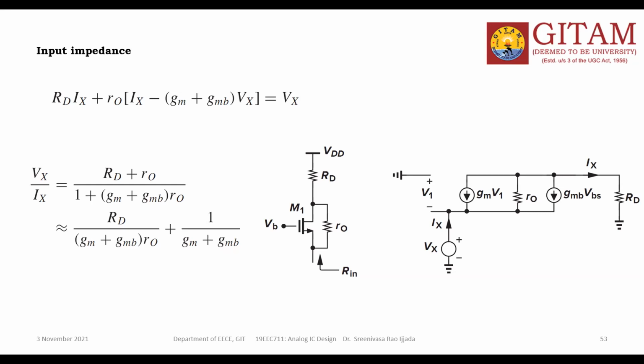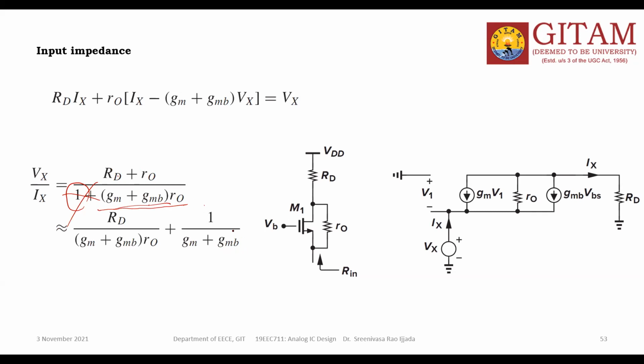RD plus R naught by 1 plus GM plus GMB into R naught. Suppose R naught is negligible, or if R naught is far less than the RD, then the approximation will result. Otherwise, you can split that. One more assumption I will tell you here: this is the GM plus GMB into R naught. Generally, this value is far greater than 1, so neglect the 1. Then you can write RD by this much plus R naught by this much. So here is RD by this total thing, plus R naught by this total thing. R naught will cancel. Then you got this.